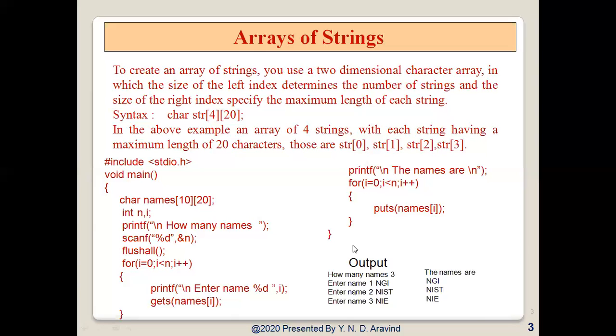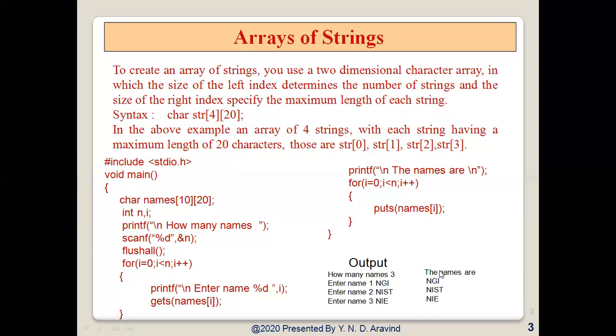Three names are here. I have given the input as 3, so 3 names can be read into the names array. After that, using puts, we are printing the 3 names on the monitor. So here we are using gets and accepting the 3 strings, and using puts we are printing the 3 strings that we have read.